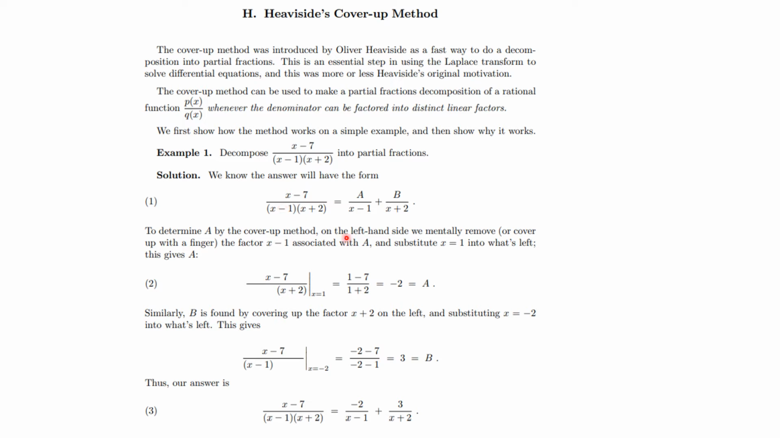Similarly, b can be found by taking what will make the factor under b be 0. That's the x plus 2. The root of that is x equals minus 2. We cover that up. We're left with x minus 7 over x minus 1, and we substitute minus 2 in. We substitute x equal minus 2 into this, and we get that b is 3. So our answer is minus 2 over x minus 1 plus 3 over x plus 2.